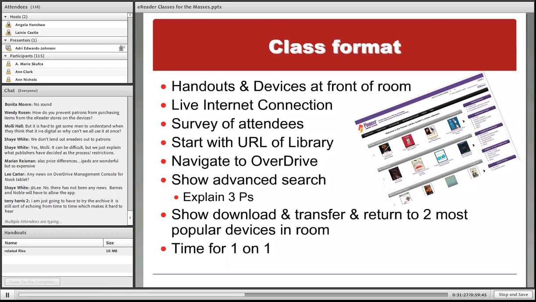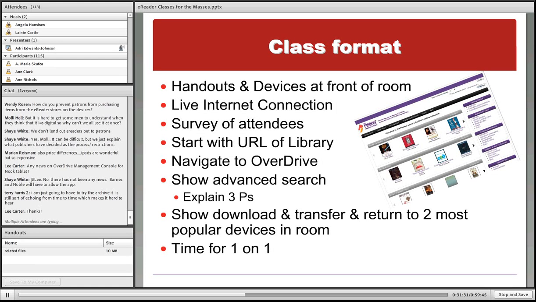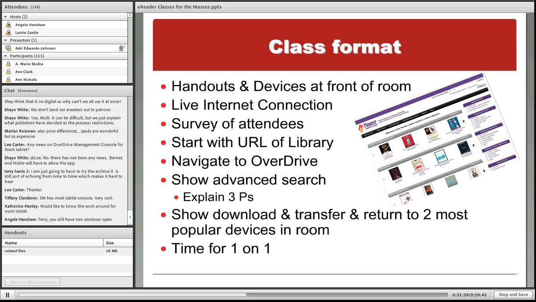So the way we set up our class is we have the handouts, some of which you have for download, and the devices at the front of the room. We actually use book stands to hold the devices and show them on display. We set up about 30 minutes before the class starts because we find that attendees get there really early because they want a seat so they can hear what's going on.